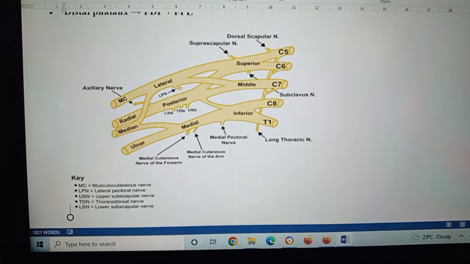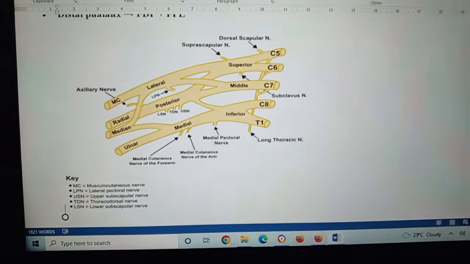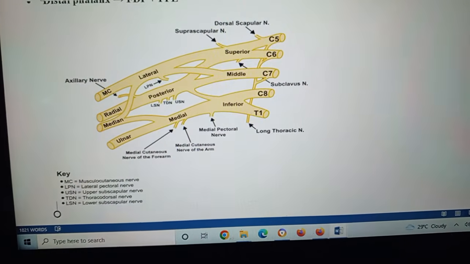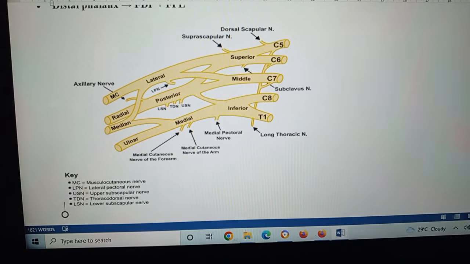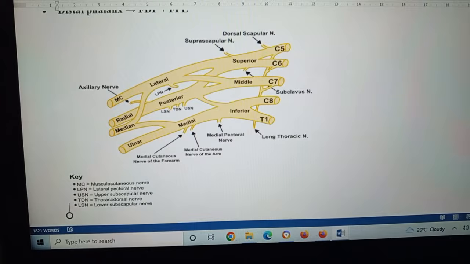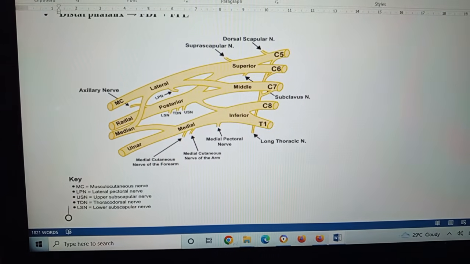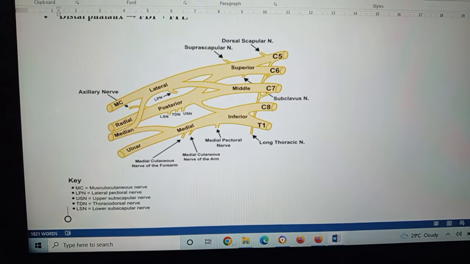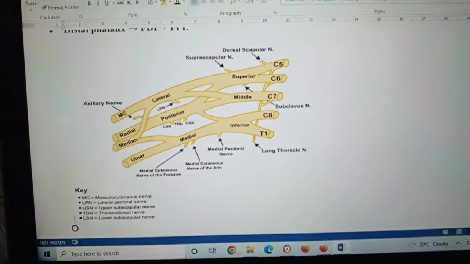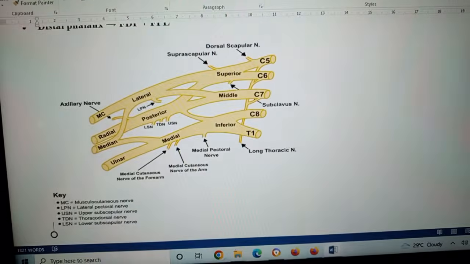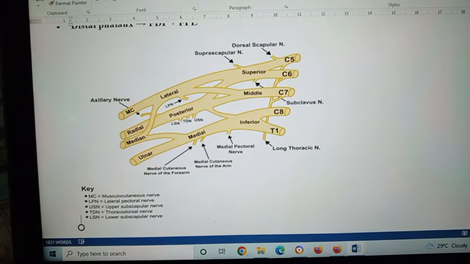Here it is written medial pectoral nerve. This is the medial cutaneous nerve of the arm and the medial cutaneous nerve of the forearm. USN means upper subscapular nerve, TDN means thoracodorsal nerve, and LSN means lower subscapular nerve. MC represents the musculocutaneous nerve, or axillary nerve. So the axillary nerve, you better know about it.